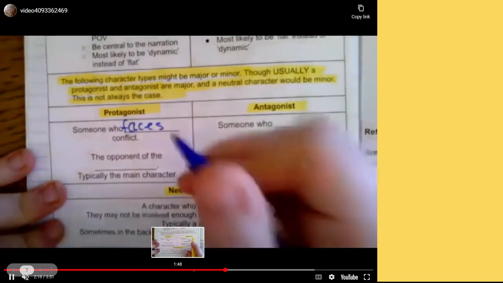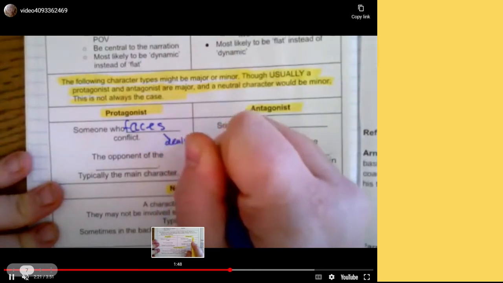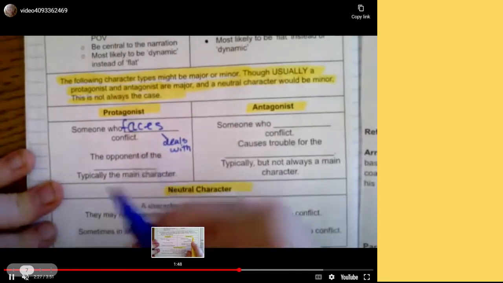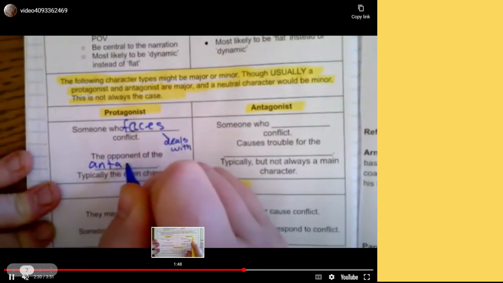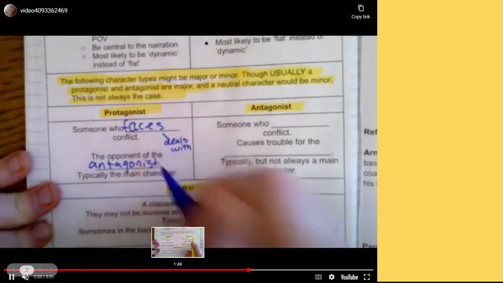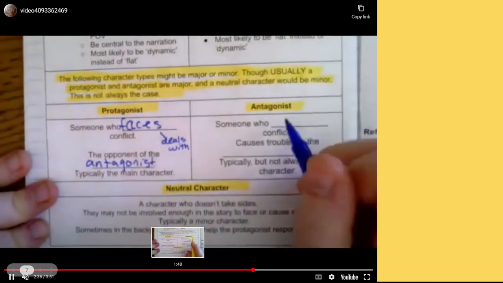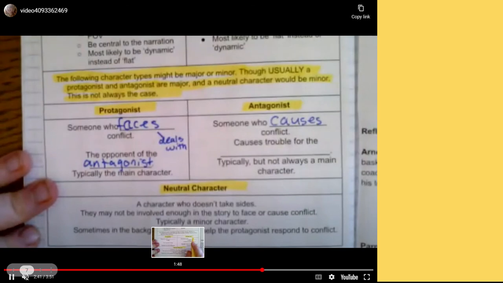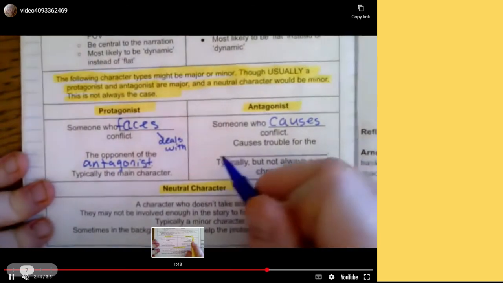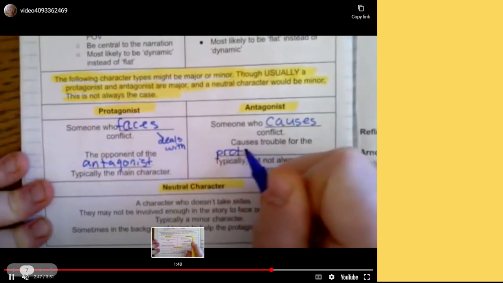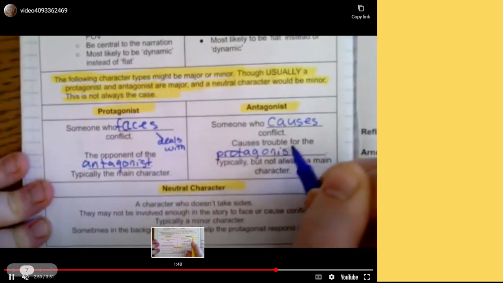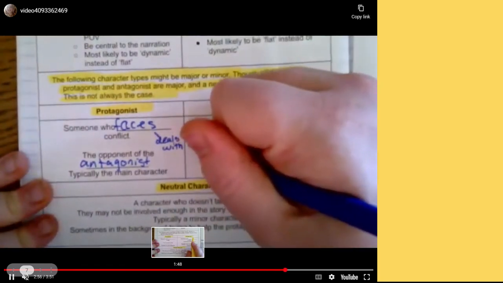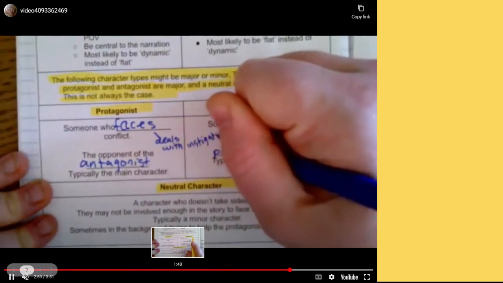A protagonist, I'm going to take my notes here, is someone who faces or deals with the conflict. They're like the hero in the story. Their opponent is the antagonist. So protagonist and antagonist are facing against each other. The antagonist is someone who causes that conflict. They're instigating. They're starting drama. They're causing trouble for the protagonist. Typically, but not always, the main character. I use the word instigate. You can go ahead and write that down if you'd like.